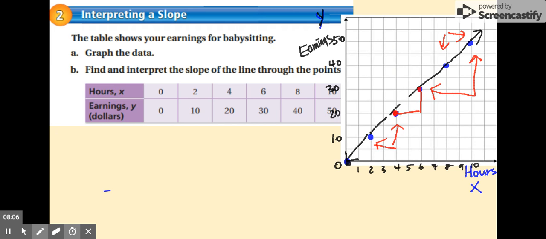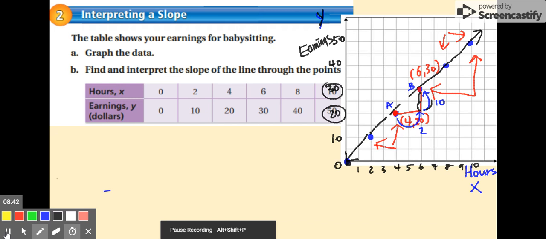So now let's count. It's going up by what? I'm going to go from A to B. It's going up by 10, and it's going to the right by 2. Do not count like, oh, it's going up by 2. No, you have to count the actual value. So it's going up by $10 when the number of hours changes by 2 hours, okay?